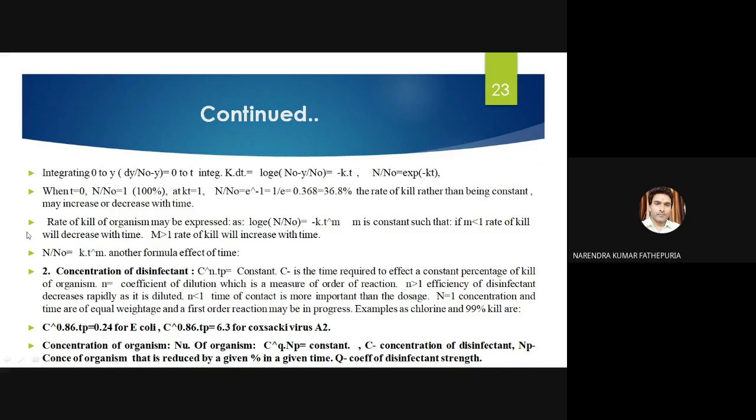The rate of kill, rather than being constant, may increase or decrease with time. The rate of kill of organisms may be expressed by an equation. This kinetics shows what the rate of disinfection is, what the rate of killing the organism is, which happens in an exponential manner, and how the disinfectant is killing the bacteria. If m is less than 1, the rate of kill will decrease with time. If m is greater than 1, the rate of kill will increase with time. We have a time constraint, time is limited, that's why I'm going a little bit fast.